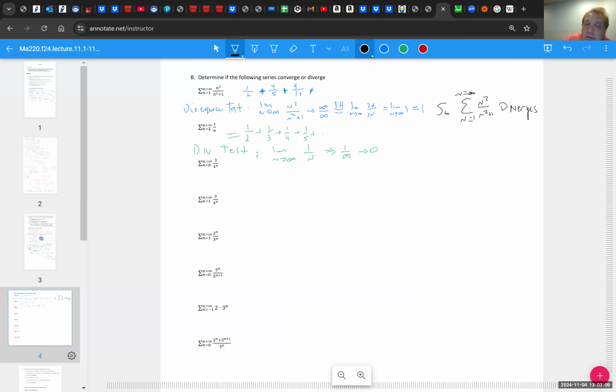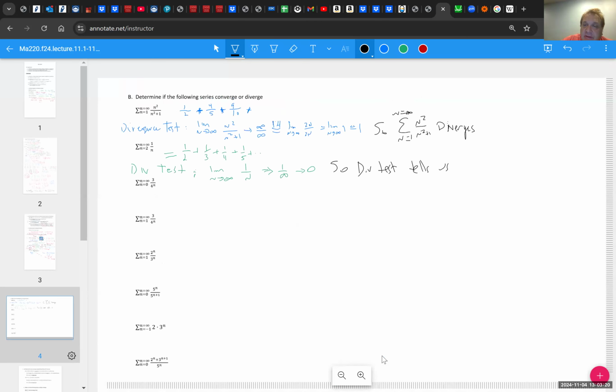So the divergence test tells us nothing. Nothing. I did this example because it's very common for students to think that just because the limit of the sequence is equal to 0, that tells us something about whether the series converges or diverges, but it really tells us nothing when the limit is equal to 0.